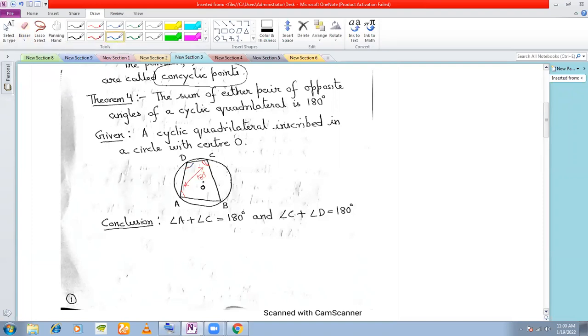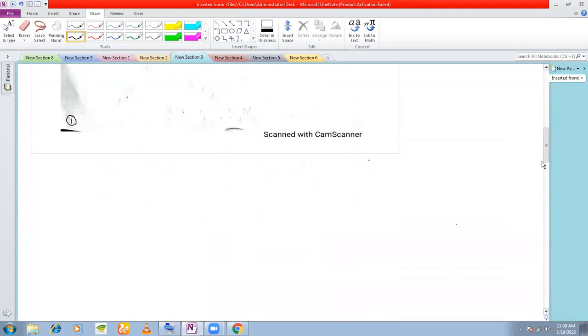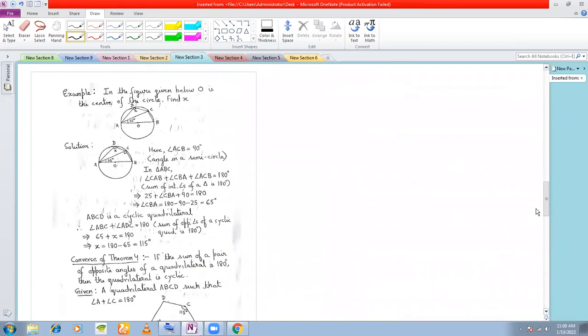Similarly for this angle and this angle also. If you add these two angles, they will always come out to be 180 degrees. That is what is meant by this theorem. And that is what I have written here also, that angle A plus angle C will always be equal to 180 degrees, and angle B plus angle D will be equal to 180 degrees. Very important property which we shall be using in the sums.